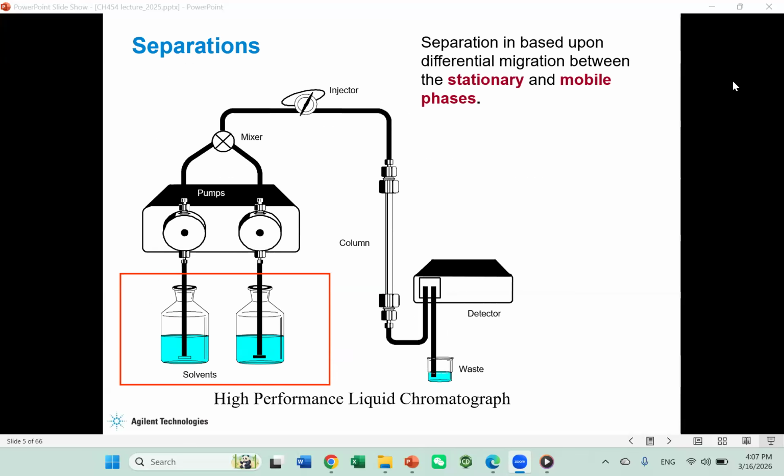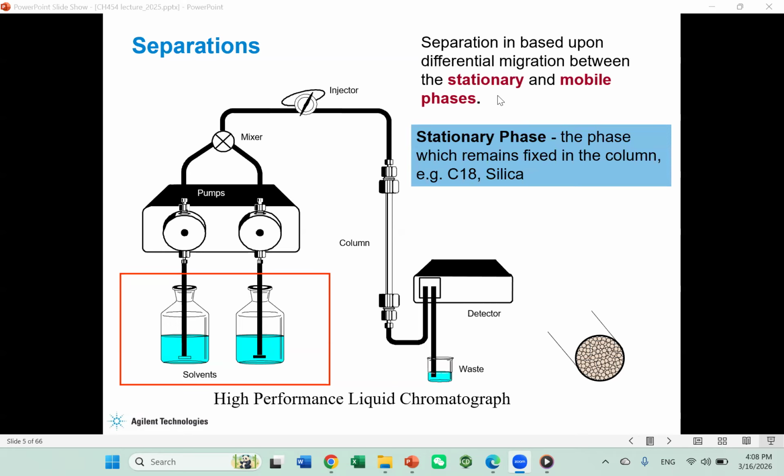Here's the basic setup. Just keep in mind that separation depends on distribution ability between the stationary phase and the mobile phase. The stationary phase is the solid part in the HPLC column. The most common packing material for HPLC nowadays is C18, carbon chains linked on silica gel. There is also C8, and also regular silica.